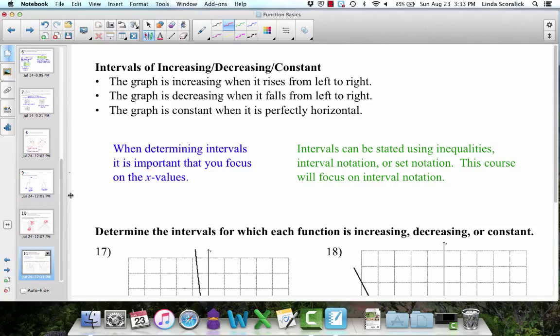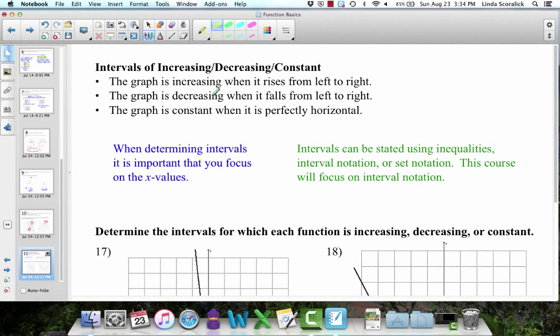The final concept that we need to talk about is intervals where the function or the graph might be increasing, decreasing, or constant. A graph is increasing when it rises from left to right. It's decreasing when it falls from left to right, and it's constant when it's perfectly horizontal, so when there's no change in how the graph rises or falls. When we're determining these intervals, it's really important that you focus on the x values of each ordered pair.